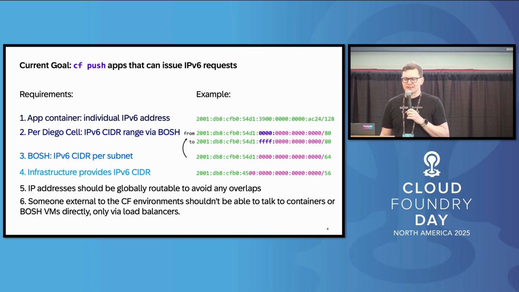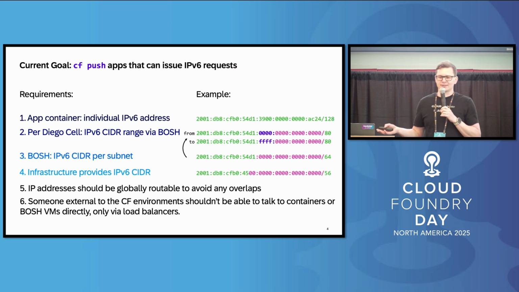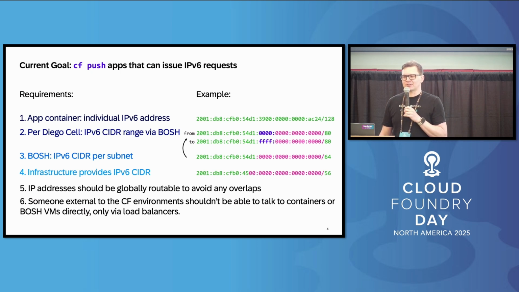There's a few things that apply in general. IP addresses should be globally routable. This is just best practice from IPv6 overall in networking. So to avoid private networks and virtualized networks, we just want one IP address range. We don't do any abstractions. Everything is just addressable as is.